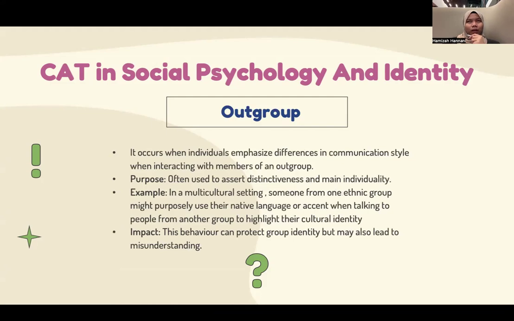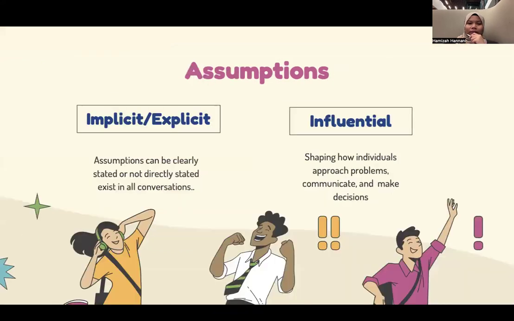Outgroup, meanwhile, occurs when individuals emphasize differences in communication style when interacting with members of an outgroup. The purpose is that it is often used to assert distinctiveness and maintain individuality. As an example, in a multicultural setting, someone from one ethnic group might purposely use their native language or accent when talking to people from another group to highlight their cultural identity. And the impact is that this behavior can protect the group identity itself, but it may also lead to misunderstanding.